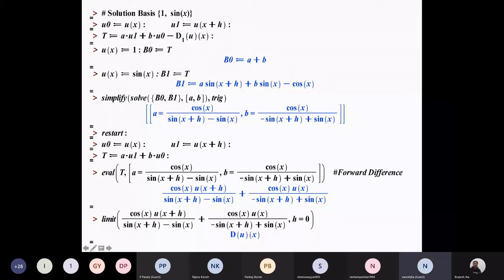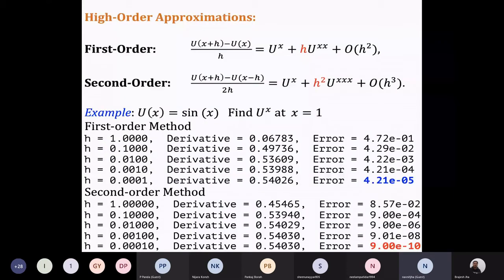Now, I am coming back to the basic question. There is the first order formula, u of x plus h minus u of x by h, and the second order formula, u of x plus h minus u of x minus h by 2h. This formula is also giving you the first derivative. The second formula is also giving you the first derivative. The difference is the first one is order h and the second one is order h square. I kept it in red color. This is order h, meaning first order error, and this is second order.